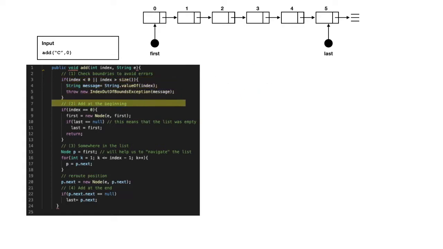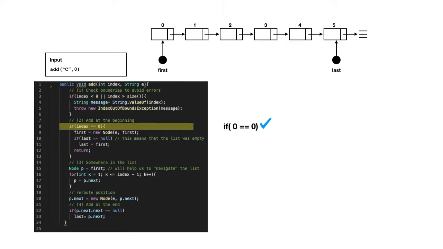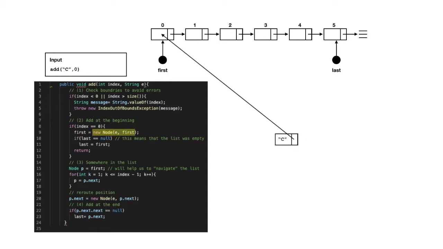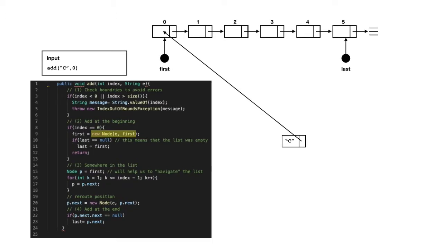So we're going to jump directly to adding at position 0, which happens to be what we're doing right now. If the index is position 0, then sure thing. We're going to create a node, like what we're looking at right now. But notice that we're using the second constructor, the one that takes a value e, which is the element we want to add, which takes the string C, but also gives you the index.